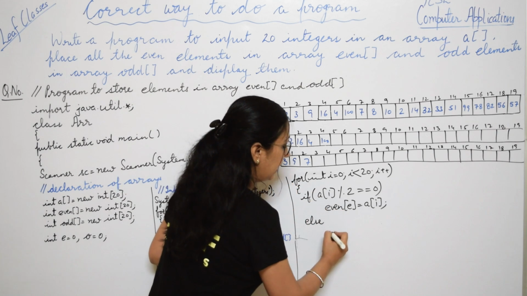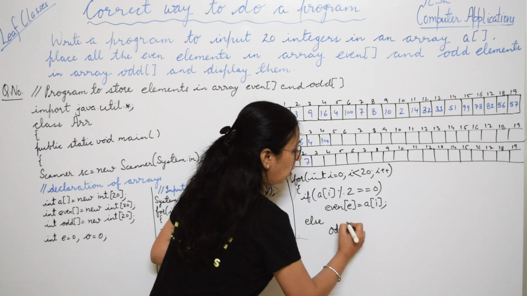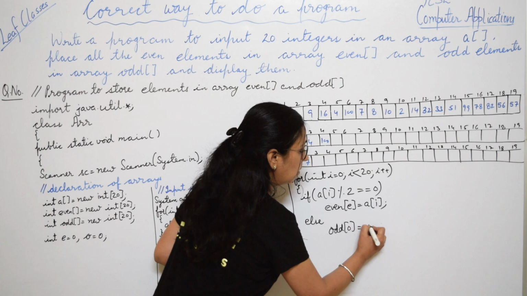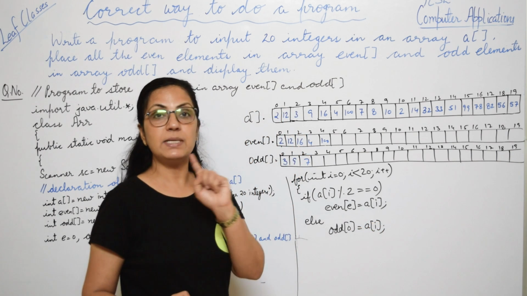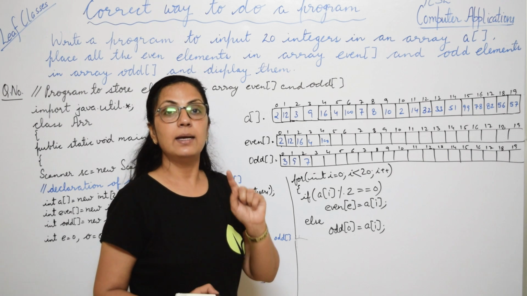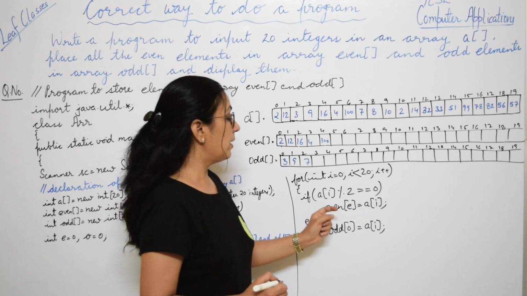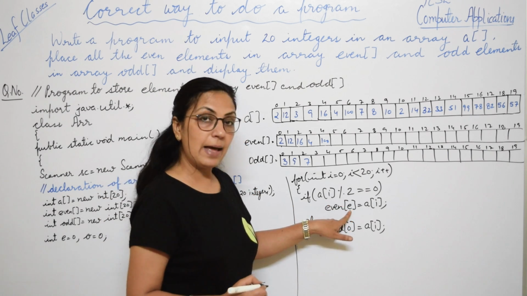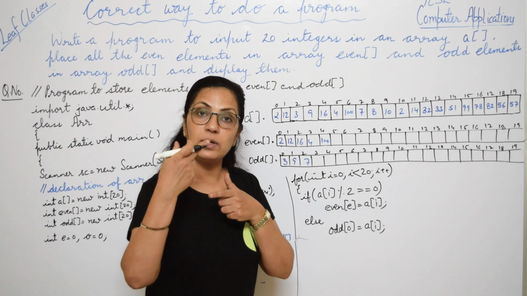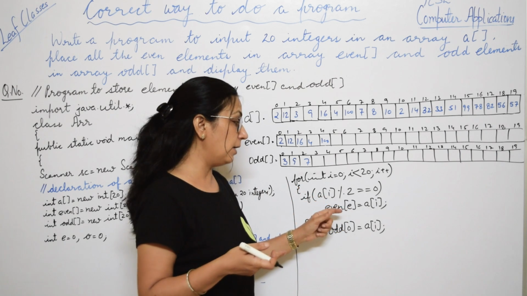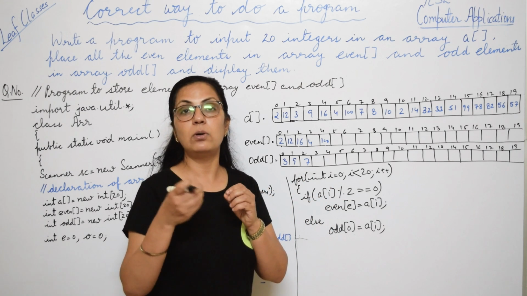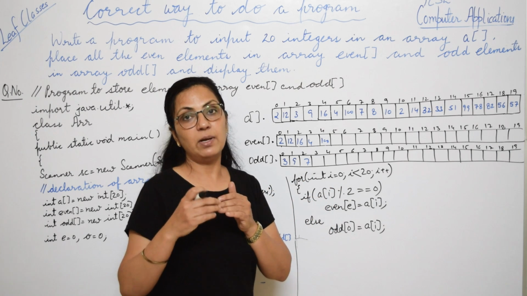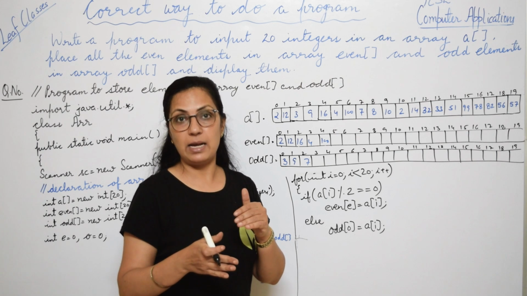So here else we can take odd of O is equal to A of I. Now one thing is missing over here. What is that? Yes, you are right. After that, the value of E has to be changed for the next placing. If I do not increase the value of E, then it will always be stored in even 0 only, because we are not updating the value of E.